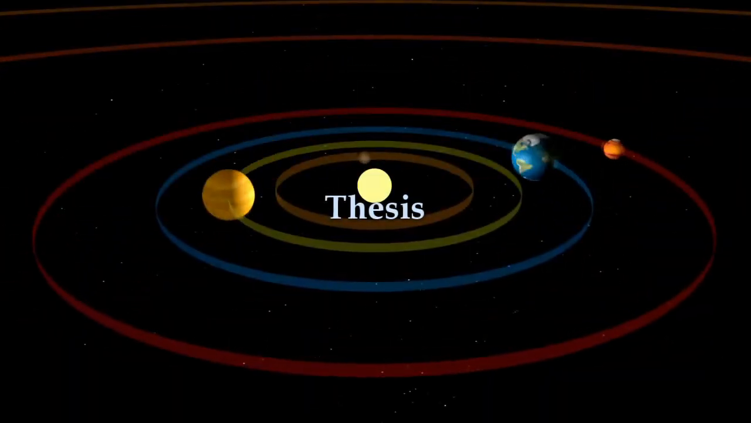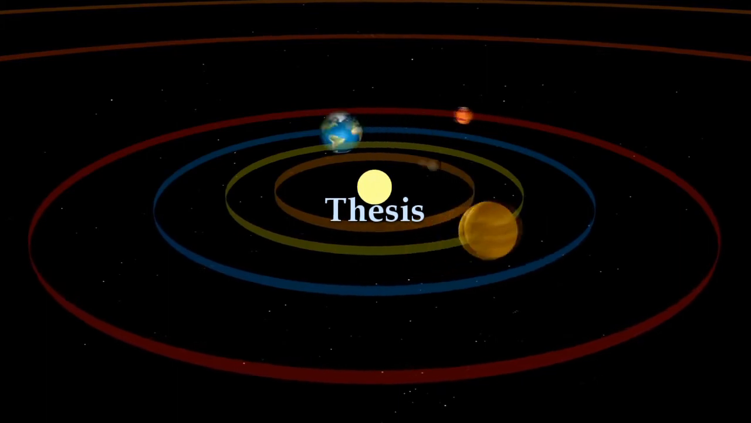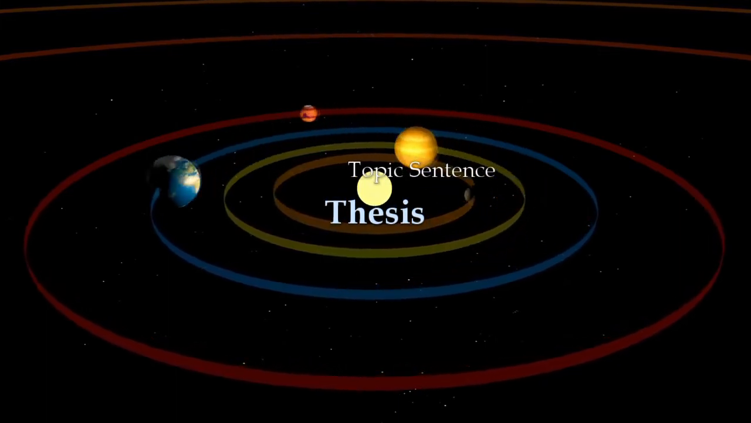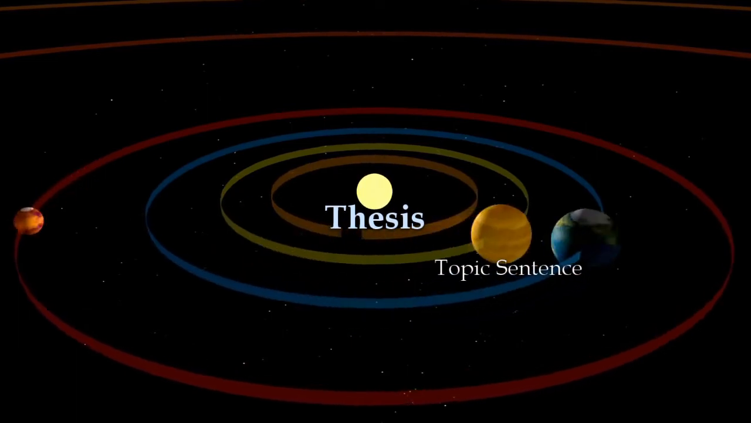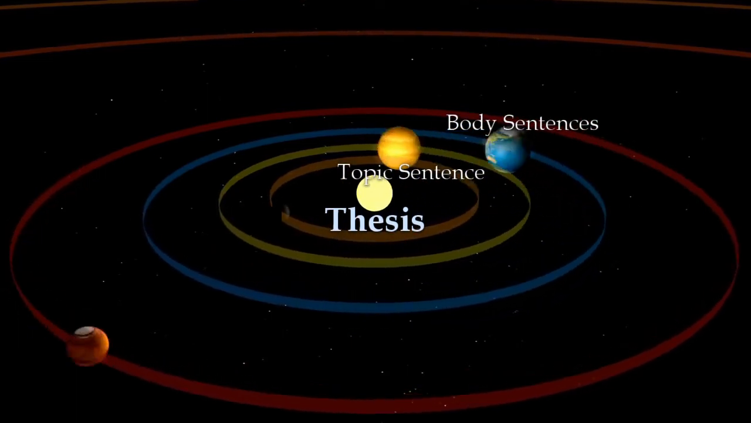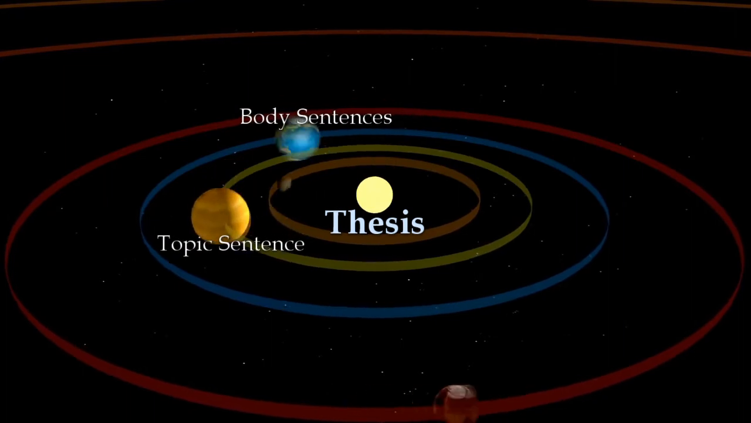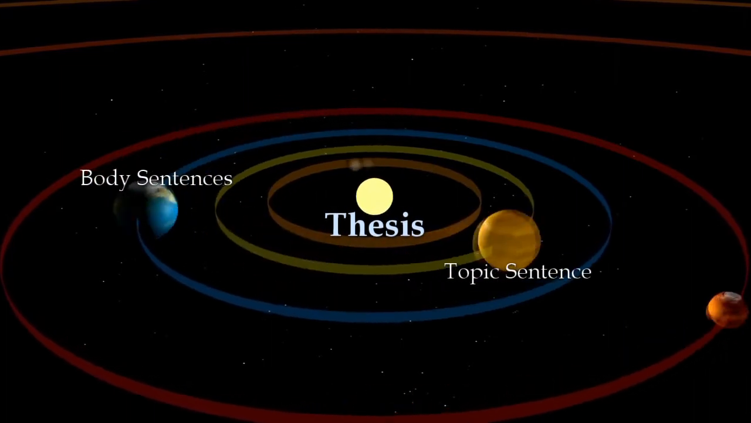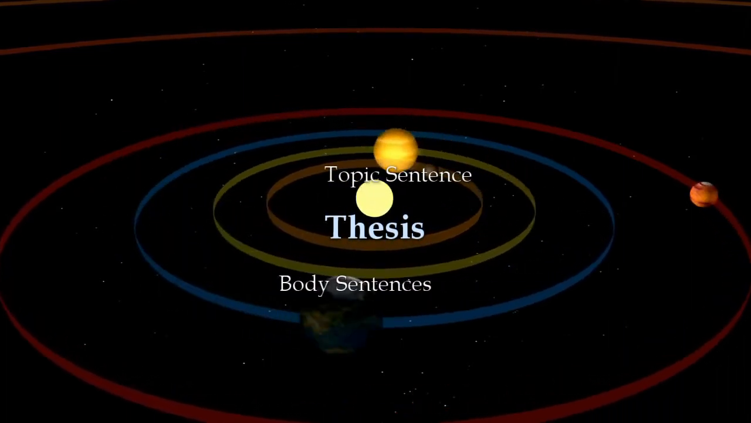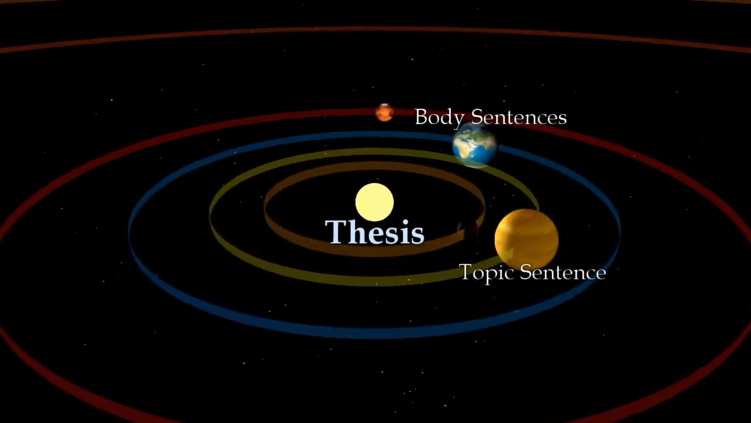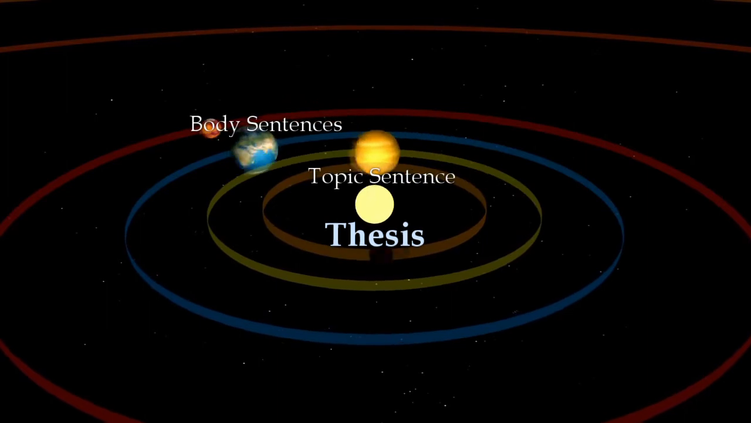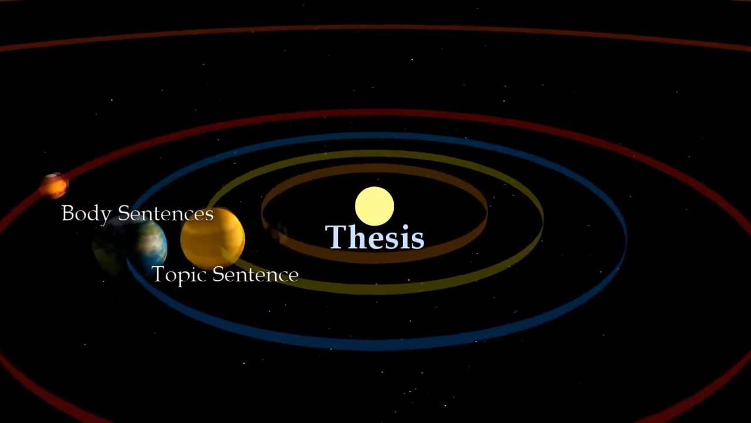If you have a clear and focused thesis, and with every paragraph you create a topic sentence that is directly connected to the thesis, and as you write your body sentences within each paragraph, you make sure that each one is working to prove the topic sentence, well, if every body sentence connects to the topic sentence and every topic sentence connects to the thesis, then every sentence in your paper will be working to directly prove your argument, and you'll never veer off track.